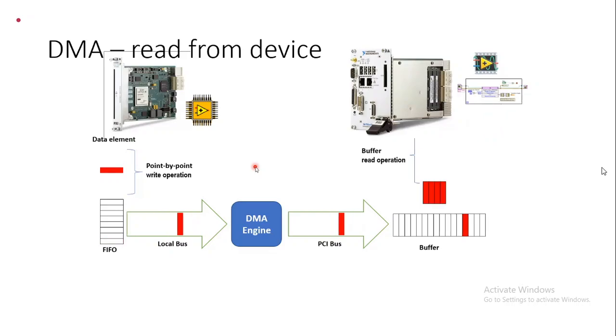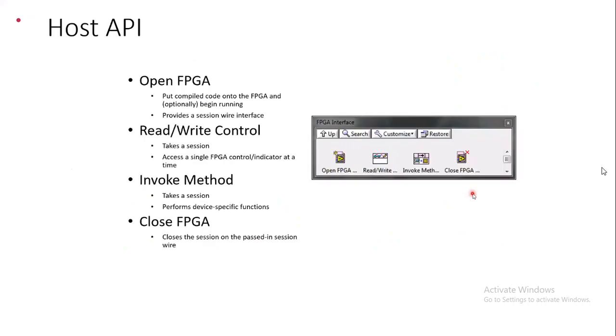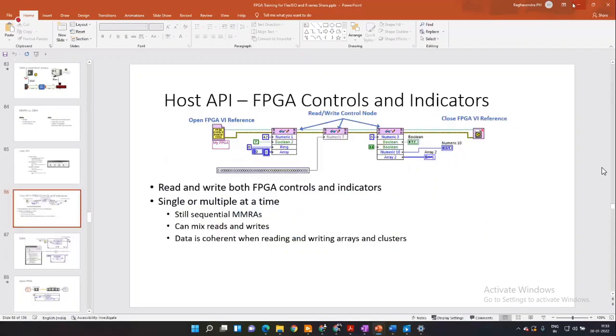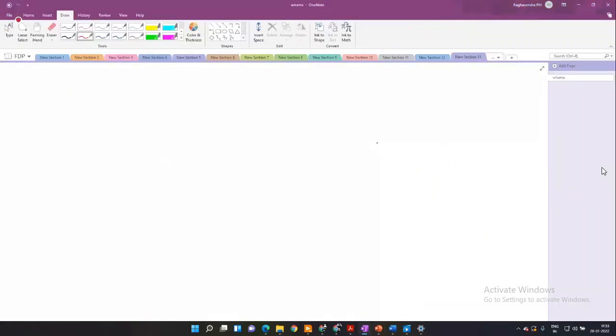You have something called a DMA engine that will do all of the necessary communication processes between the FPGA and the system. That is something that we don't have to break our heads on. Point by point write operation is done over here, and buffer bulk read operation is done over here. This is how a DMA FIFO works. That is it with respect to this. The rest of it are complicated FPGA processes. I don't want to take you through this. It's all very LabVIEW specific.